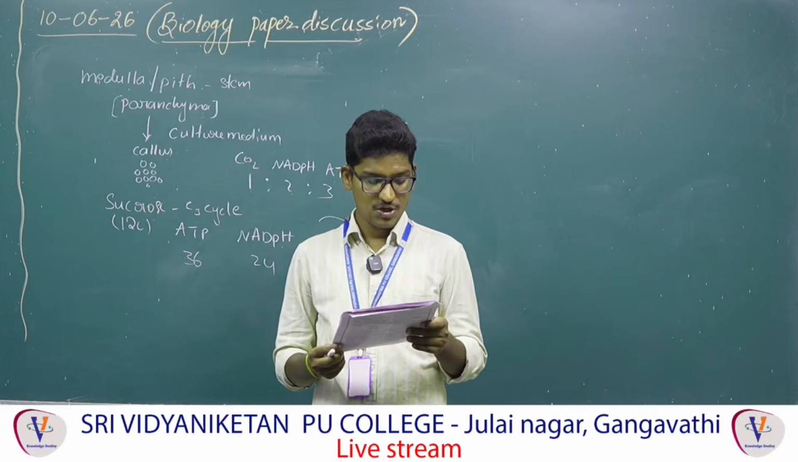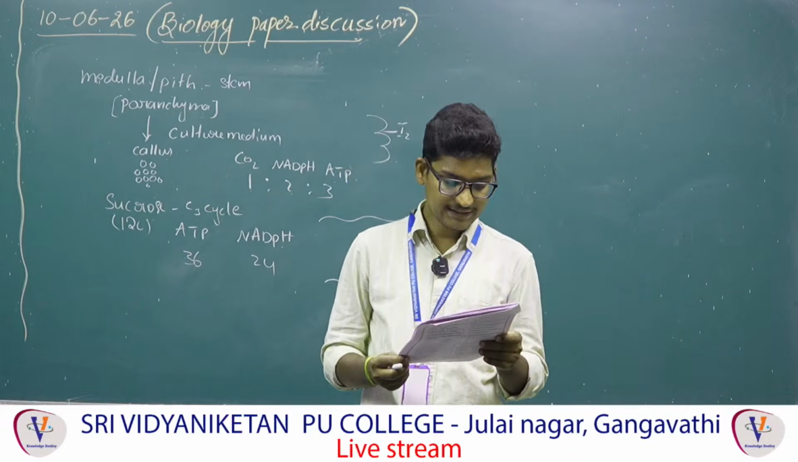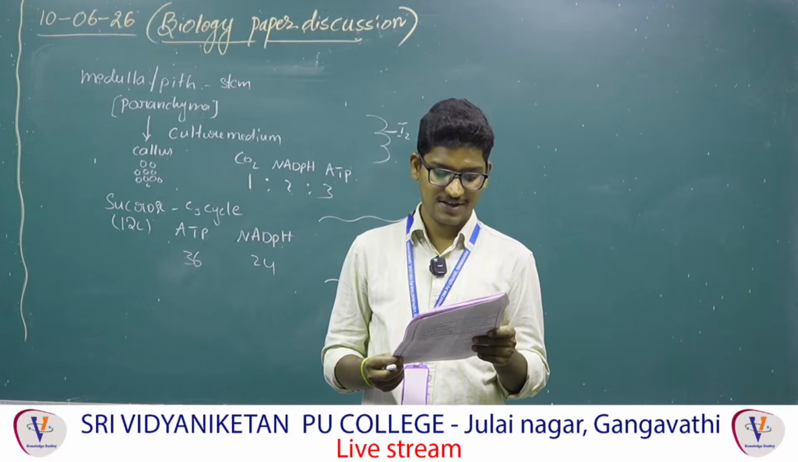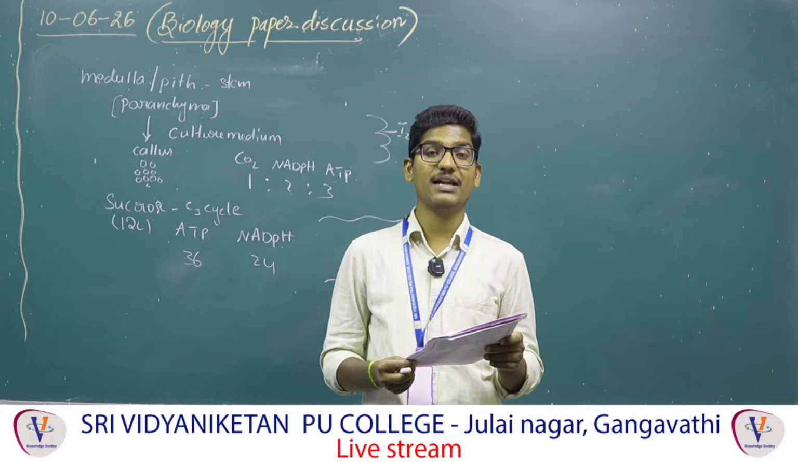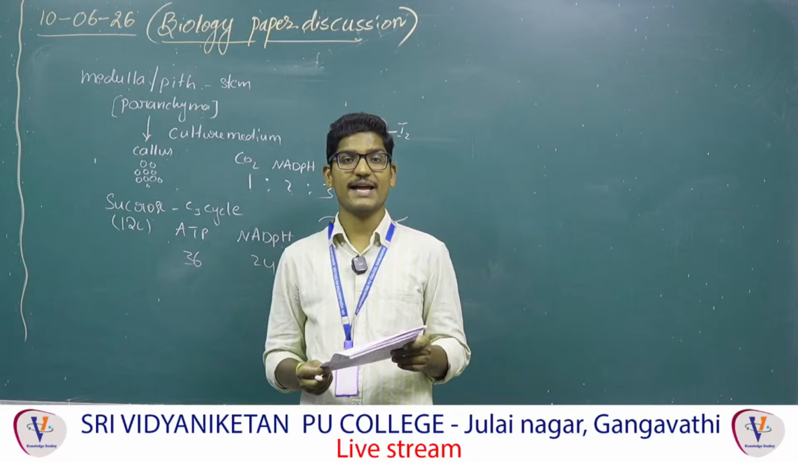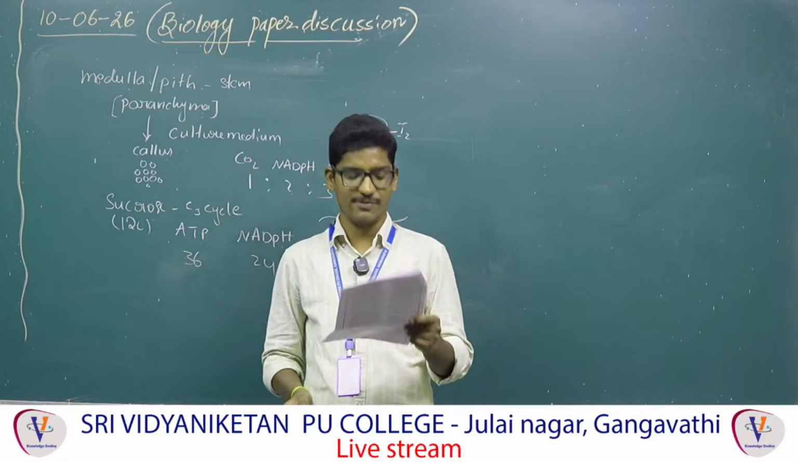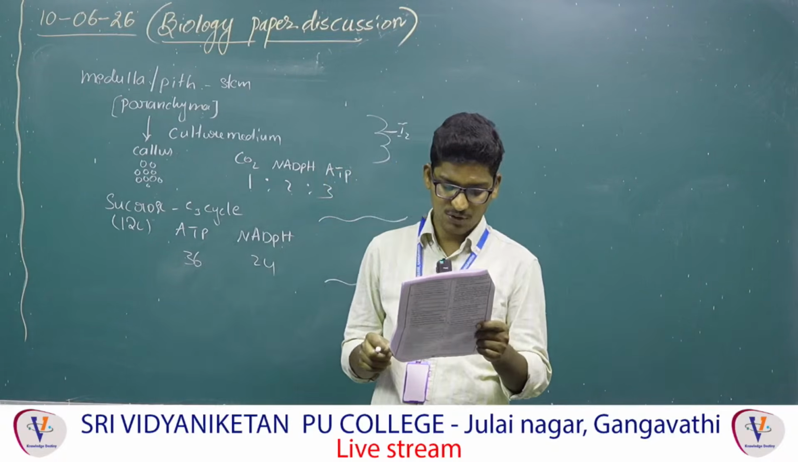Next. So, 161, except A, the remaining are all correct. Why? Because they are mentioning that root hairs are multicellular. Root hairs are actually unicellular. Trichomes will be multicellular. Next, ribozyme.